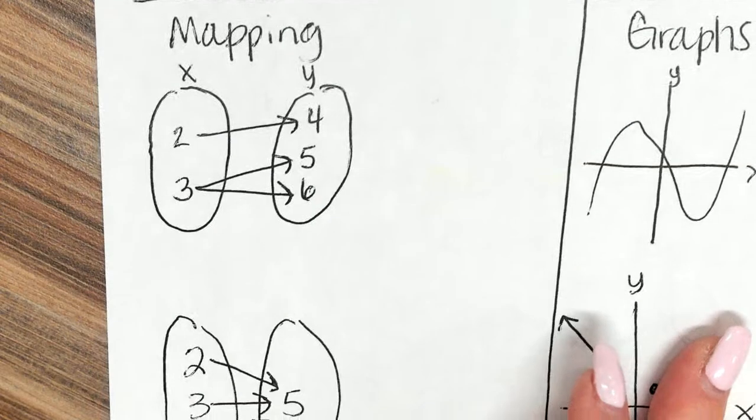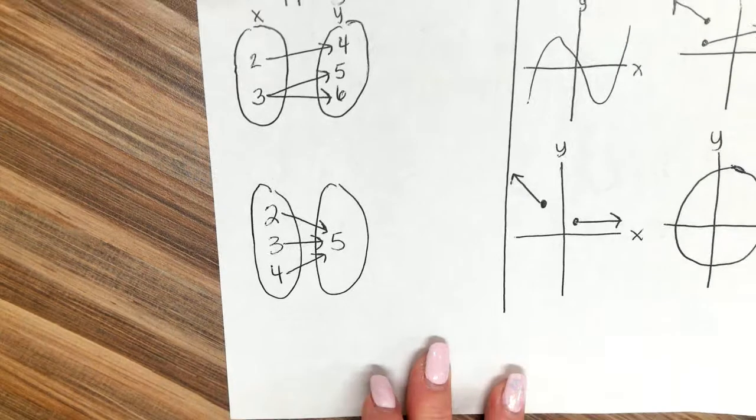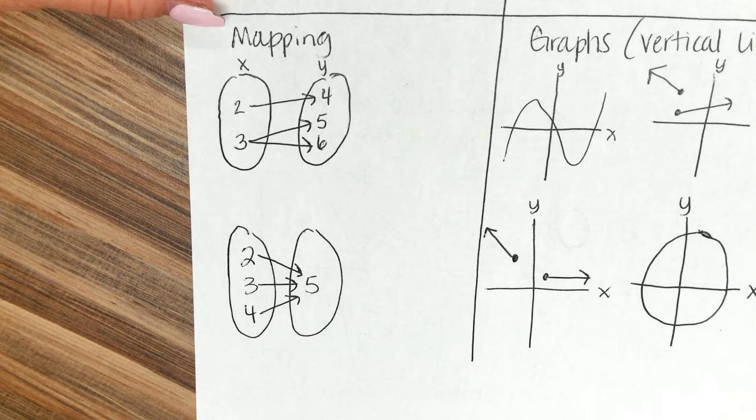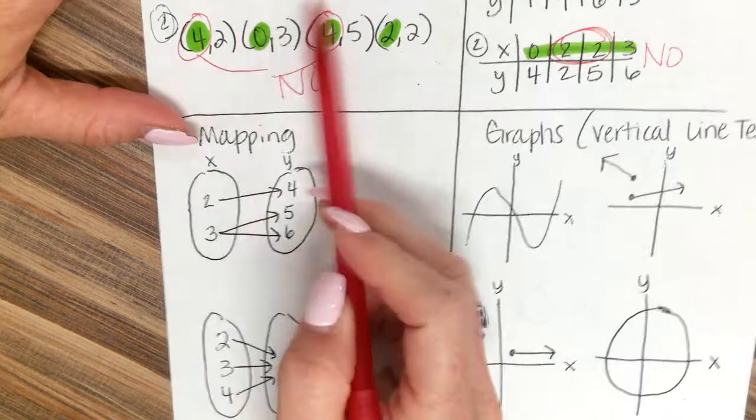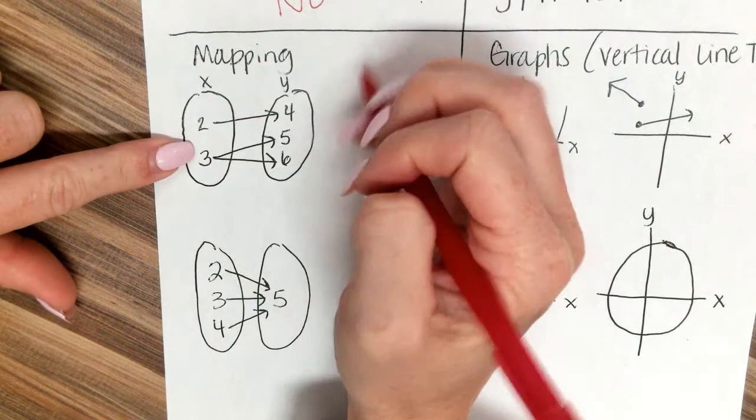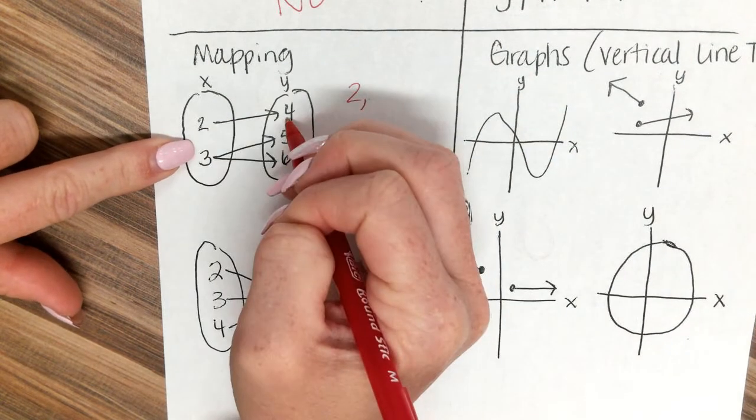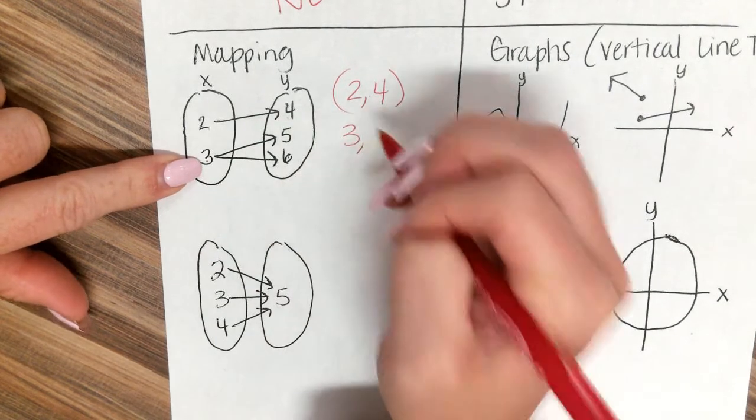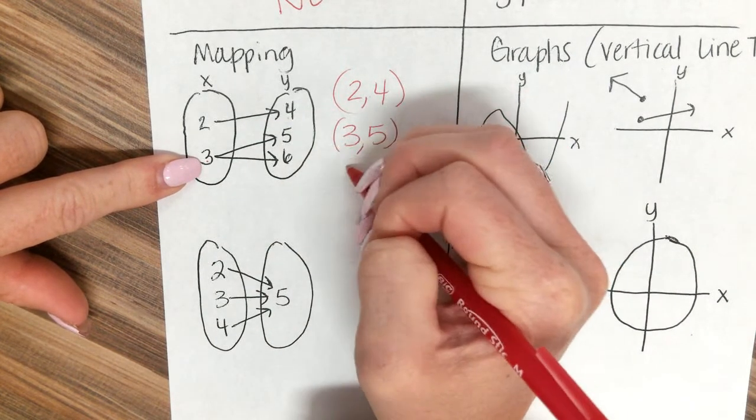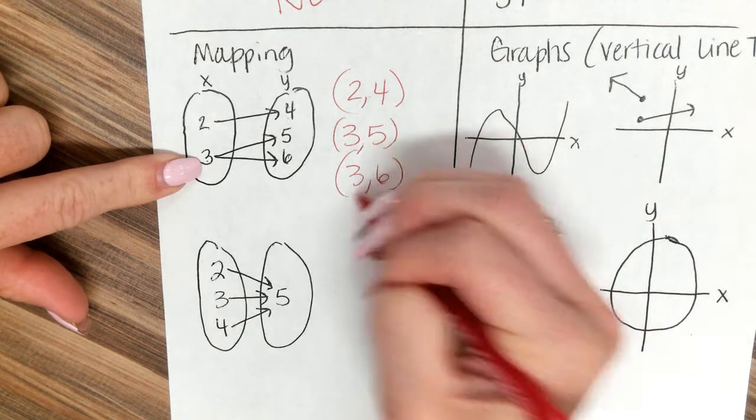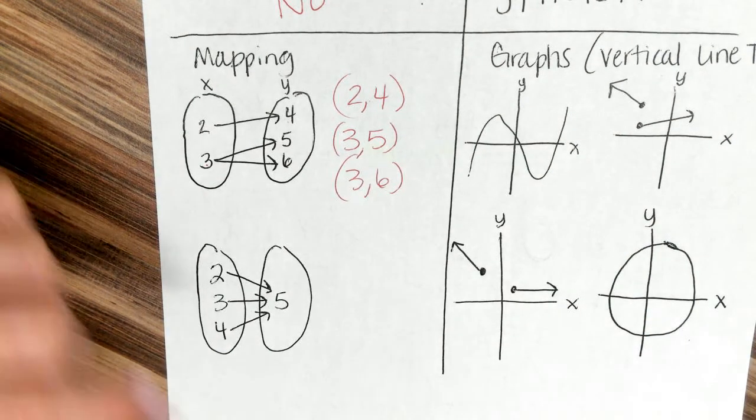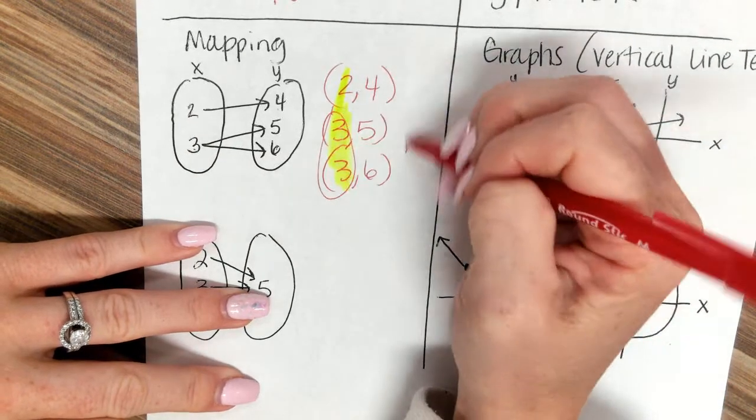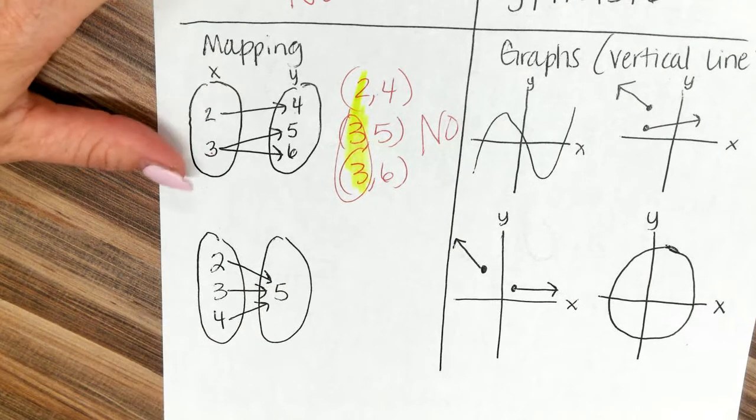Okay, go to mapping. This is the one I see a lot of people get confused on. If you need to, go write coordinates, just like up here. So for example, this is saying 2 goes with 4. This is saying 3 goes with, and 3 goes with. Is that a function? Why not? Because there's 2 3's, so this would be no, it's not a function.